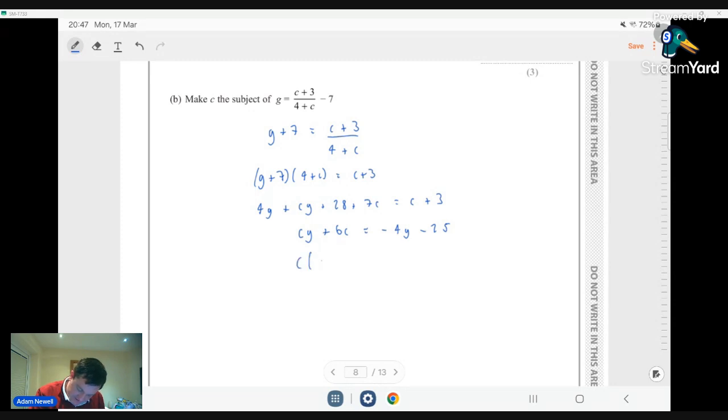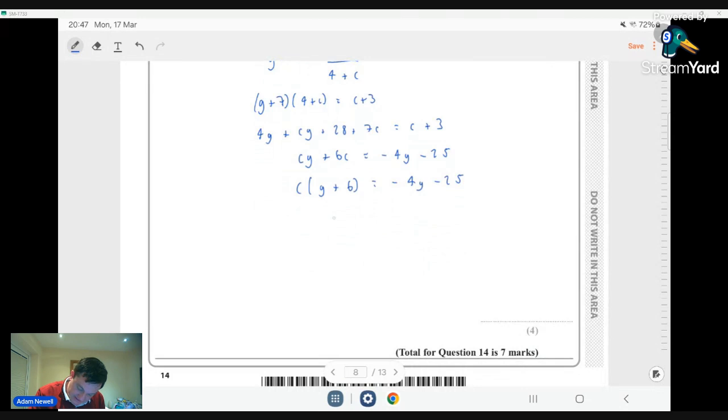Factorise, and I get C, G plus 6 equals minus 4G minus 25. And then finally, I get C is equal to, if I take out a negative factor, I get 4G plus 25 over G plus 6. And there's my answer.